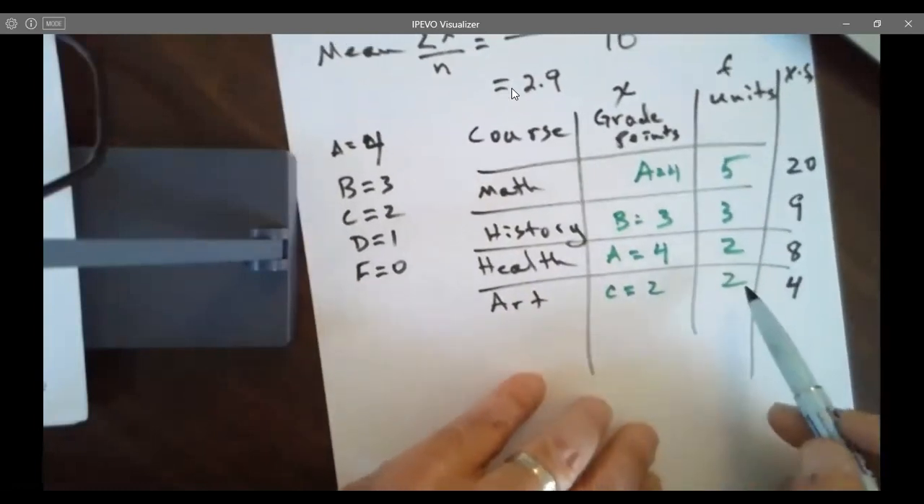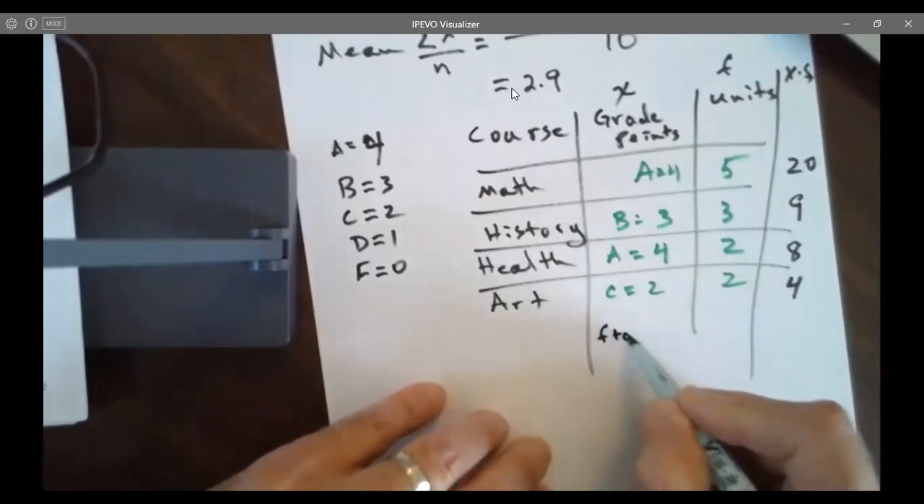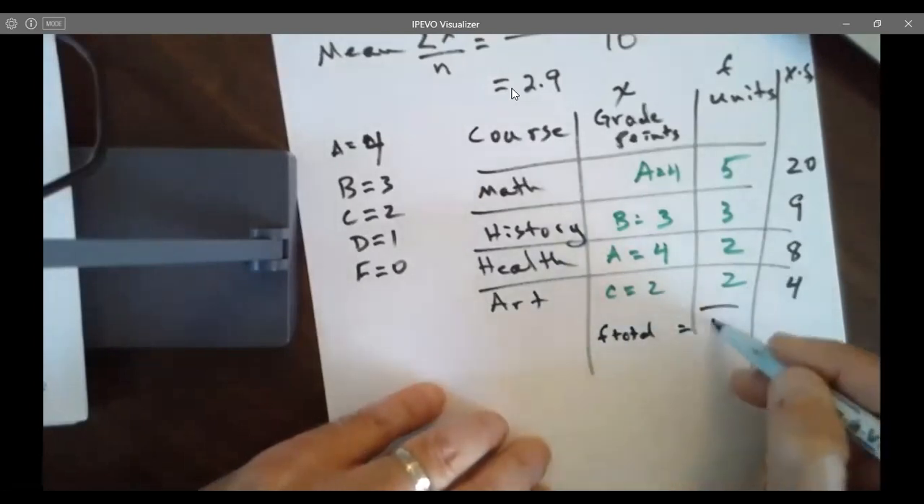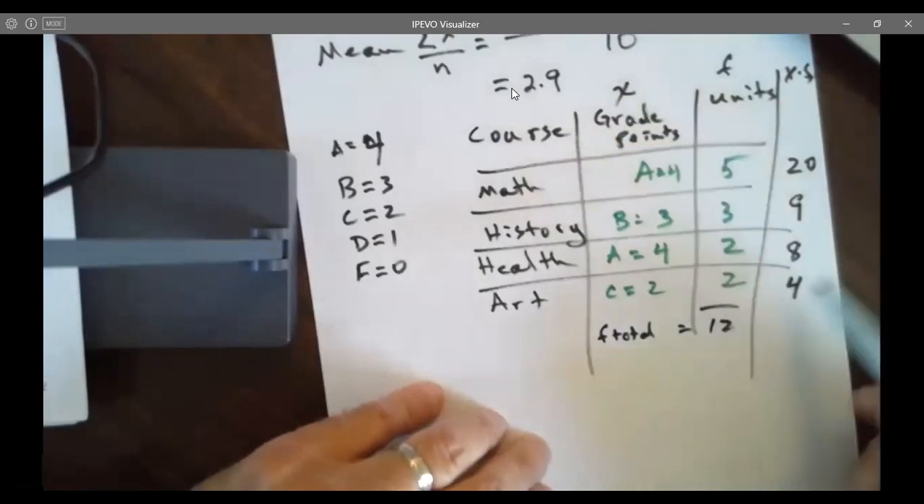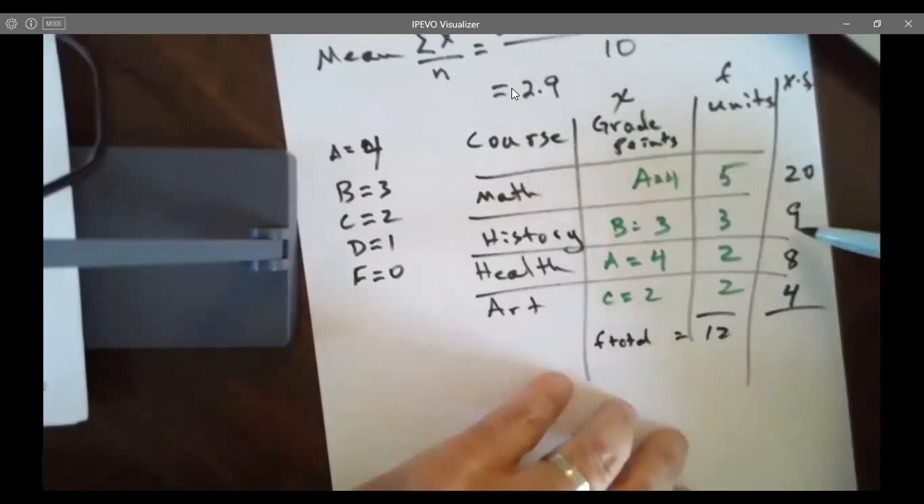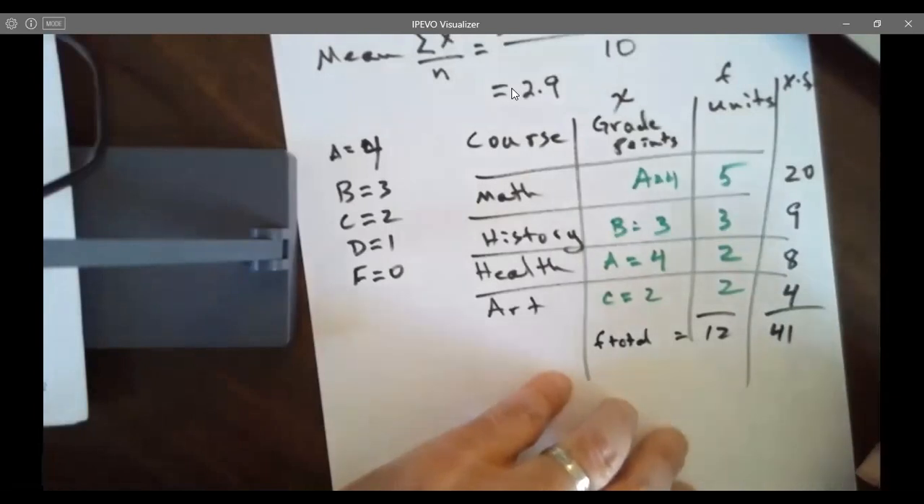So for our F total, that would be 12. If we add all these up, 5 and 3 is 8, 8 and 2 is 10, 10 and 2 is 12. And if we add all these together, 20 and 9 is 29, 29 plus 8 is 37, 37 plus 4 is 41. So that's our X times F total.